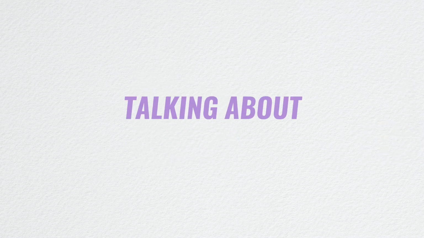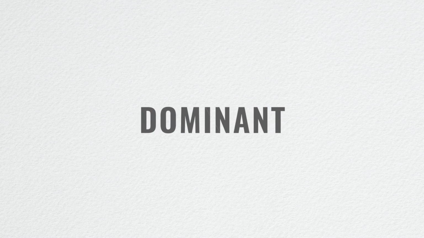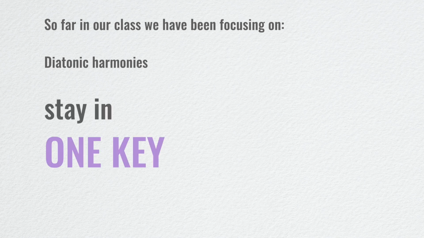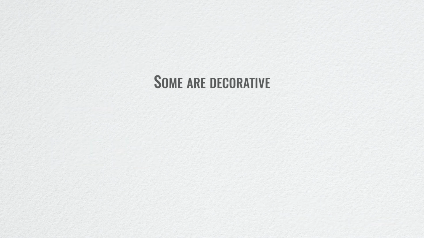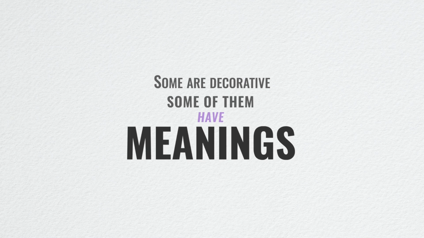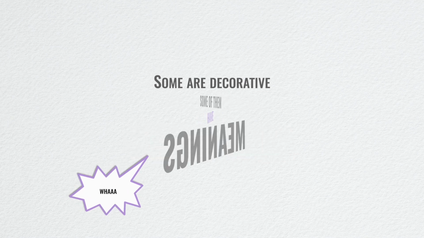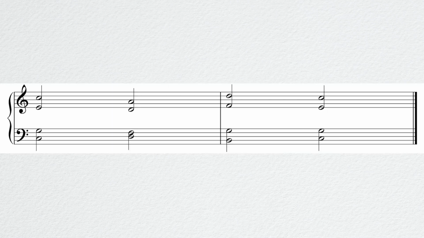So today we're going to be talking about secondary dominant chords. Now, so far in our class, we've been focusing mainly on diatonic harmonies, which means that the dictations and singing exercises we've done all tend to stay in one key, with teeny tiny harmonic inflections. Some of those inflections are purely decorative, and some of them have actual harmonic functions. So today we'll look at the ones that help us build secondary dominant chords. Let's listen to this first progression.